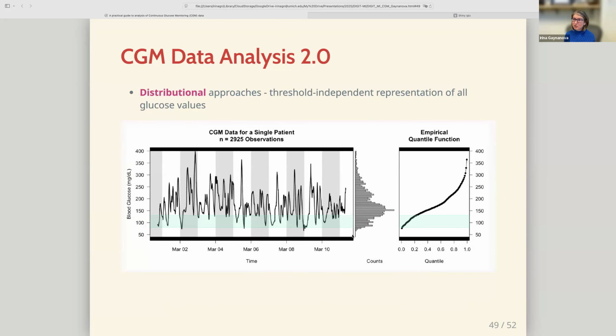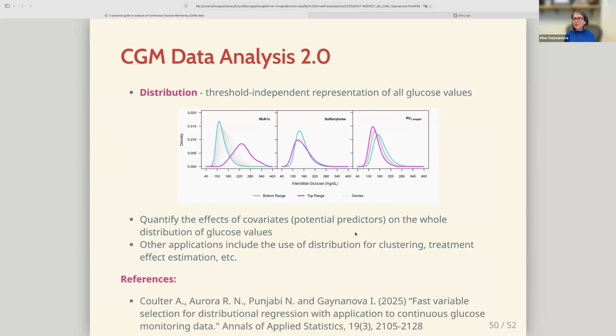The next one is the distributional approach, where basically you don't align by time, but you try to do a threshold independent representation. So we talked about how the standard thresholds are 54, 70, 180, 250. They may not generalize to all the populations or be the best. So in this case, we still collapse across the time, but we keep all the individual measurements. So we get the whole distribution of the glucose values. And then we can look at how different covariates affect the full distribution rather than just the threshold.